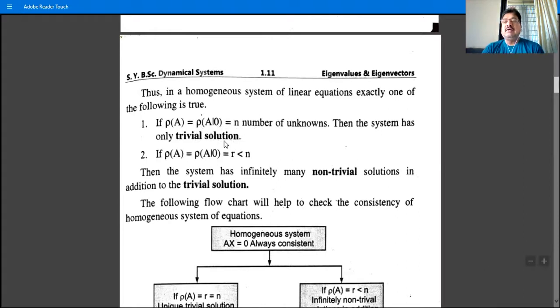that is, the system has only one solution, and what is that? The values of all unknowns are equal to 0.